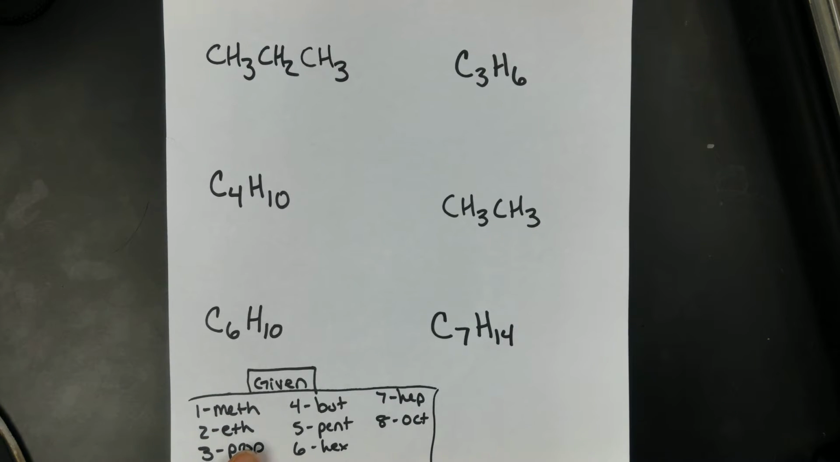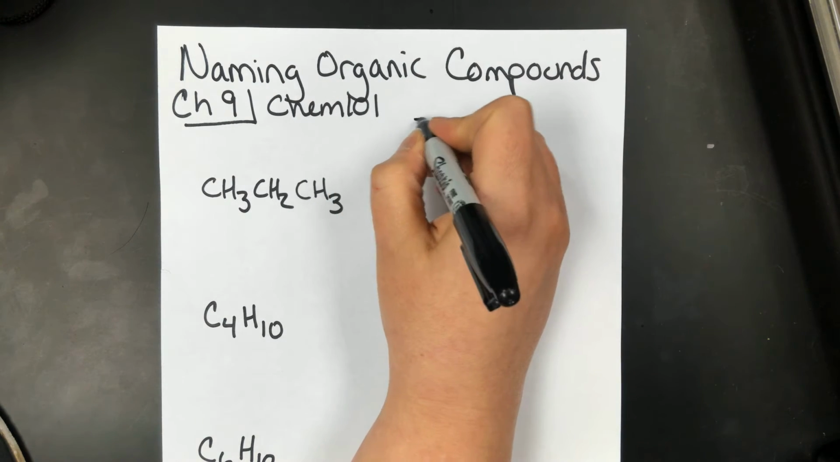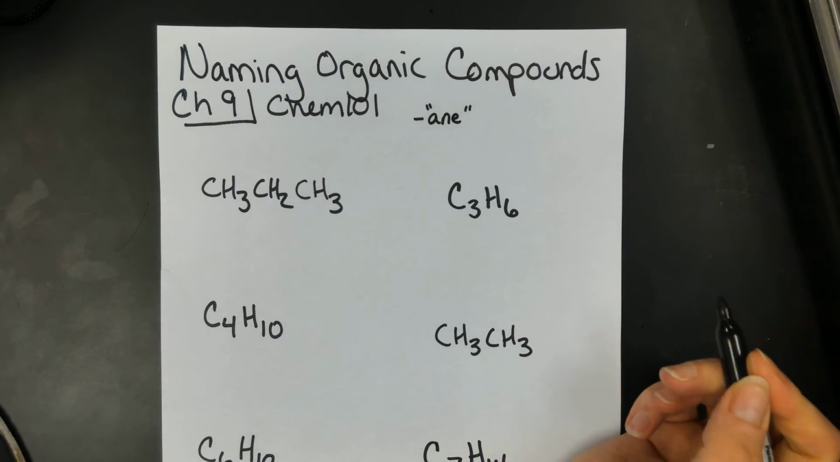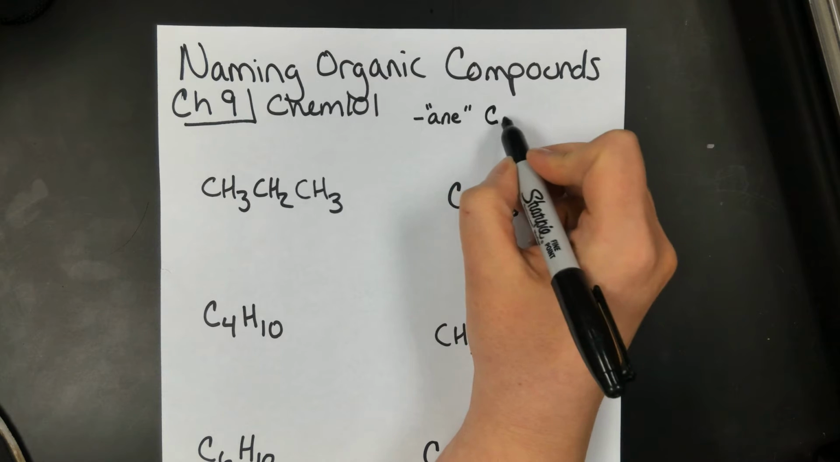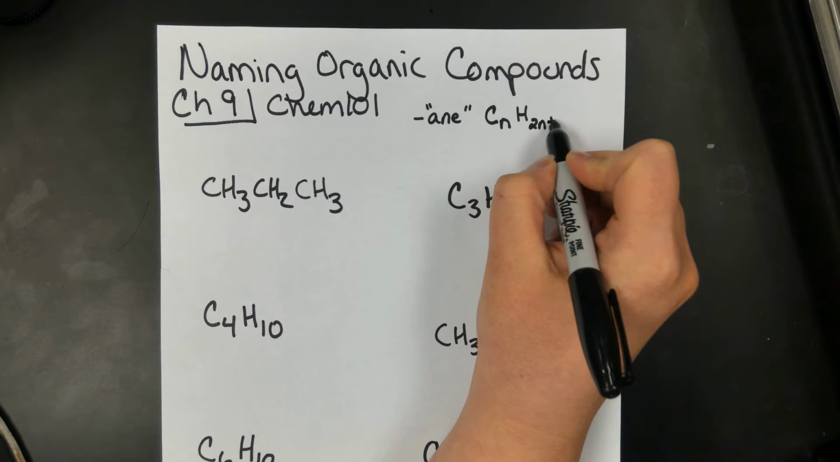Now what are these numbers? What are these prefixes? These are the number of carbons that you have. So determine the number of carbons, and that's the first part. The second thing that we're going to need to know is the ending. So if you are an alkane, you end in ane, you're going to have the formula of CnH2n plus 2.